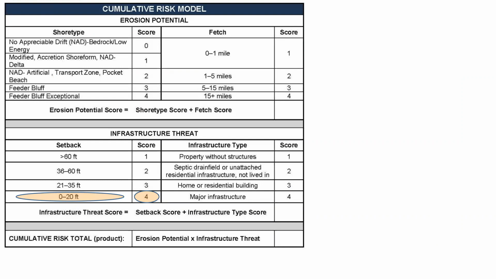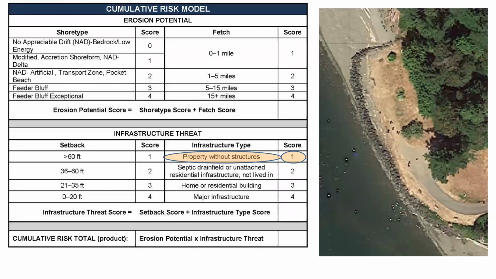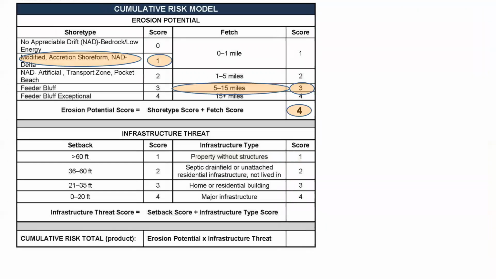And then onto the last category. From an aerial, and from the photos we saw, we know there are no structures on that site. There's a road, there's no infrastructure. So we select a 1 for our infrastructure type score. Now, moving on, we compile all that information. We'll start with our erosion potential score. We have a 1 for the shore type, a 3 for the fetch, and our erosion potential score is a 4.